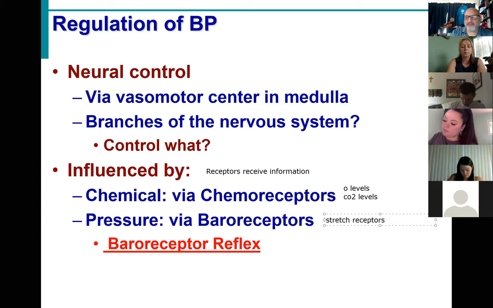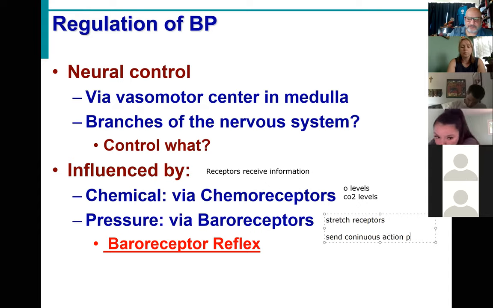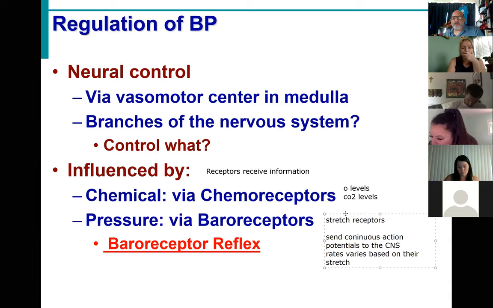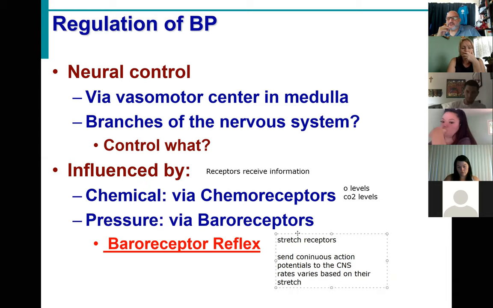We've talked about this before already in the class. Stretch receptors send a continuous stream of action potentials to the central nervous system, but the rate varies based on their stretch. So the rate varies based on their stretch.